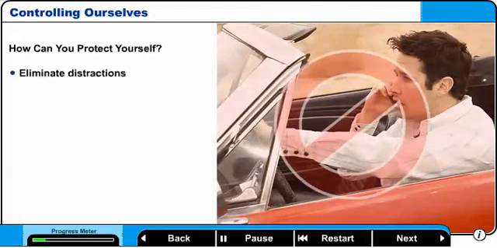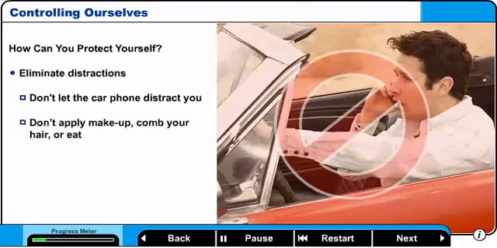Cut out distractions while you drive. Talking on a phone, putting on makeup, combing your hair, or eating while driving are all serious distractions. In fact, people who talk on wireless phones while driving are 4 times more likely to have an accident than those who don't. So if you really need to make a call or attend to some personal grooming, you should pull off the road in a safe space and park.